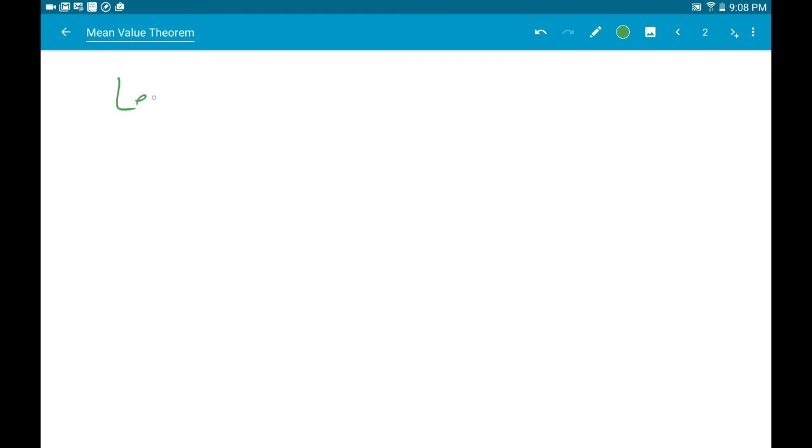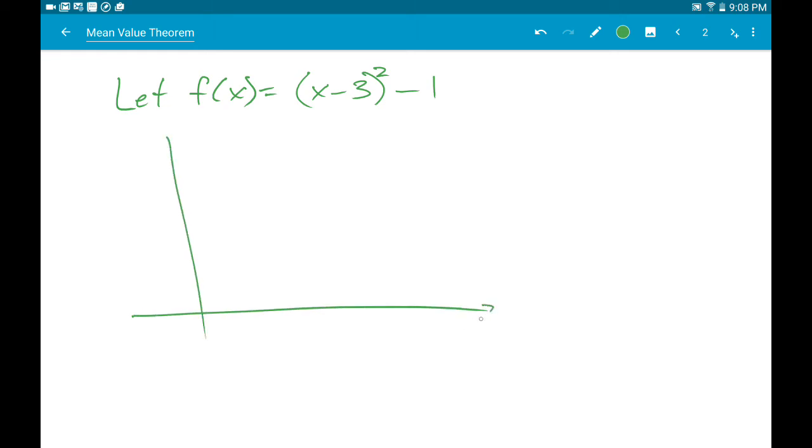So let's define a function. Let's let f of x equal a quadratic. We'll do (x minus 3) squared minus 1. And we'll draw a quick sketch of this. And I put it in vertex form just to make our life a little bit easier. So we'll do a couple hash marks here.